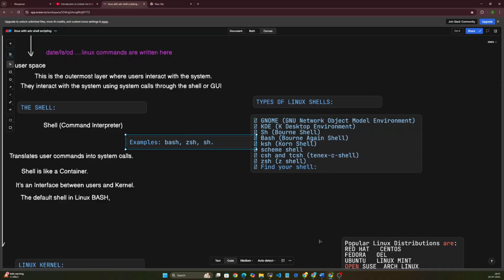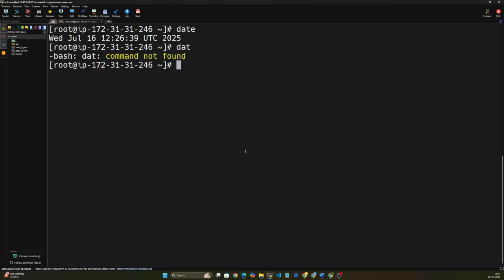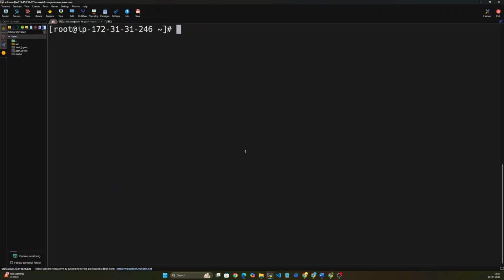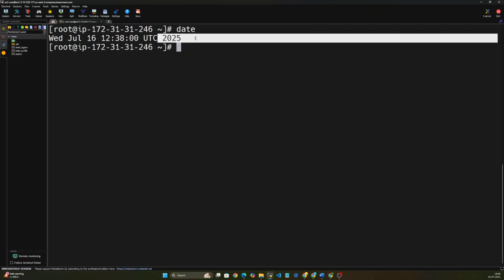But let's see practically what a shell is. So this is my Linux instance. This is Red Hat Linux. Suppose I write a command, date. Date is a command. It shows me Wednesday, July 16, and the time, 2025.